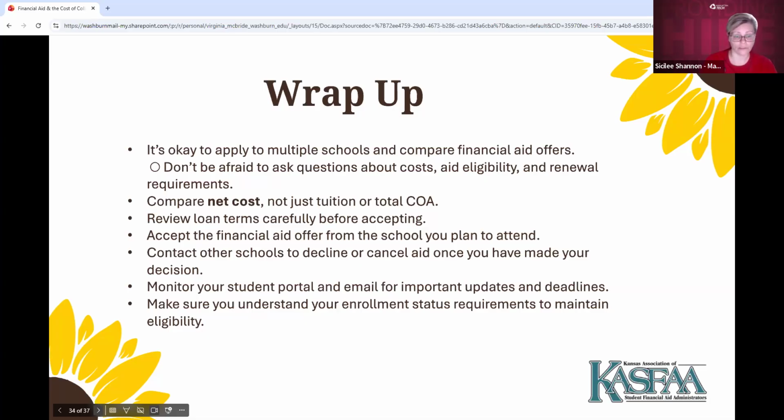It's important to always monitor your student portal and email for important updates and deadlines, as that's where most schools are going to process their communication. And then we always want to make sure that students understand their enrollment status requirements to maintain their eligibility for their federal student aid.